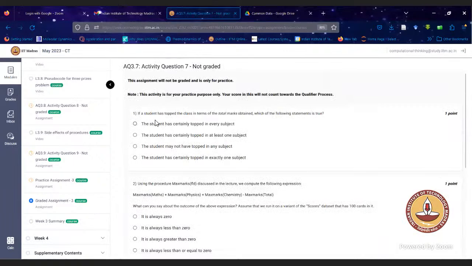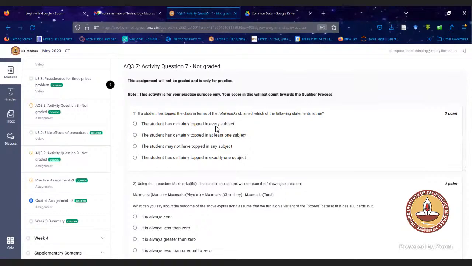If a student has topped the class in terms of total marks obtained, which of the following is true? This is the question, right? In terms of total marks, which statement is certain? The information provided is that the student has topped the class in terms of total marks. So you don't know the individual marks at all, but overall he is a topper. Which of the following statements is true in that scenario? The student certainly has topped in every subject. Not necessarily true, right?